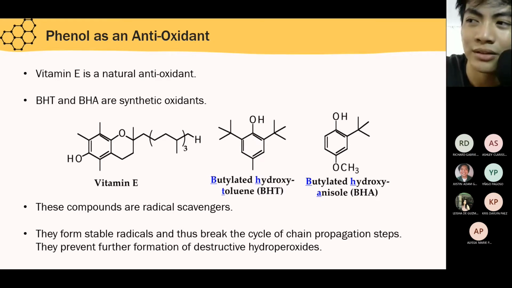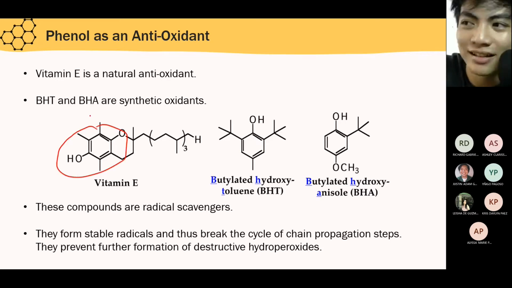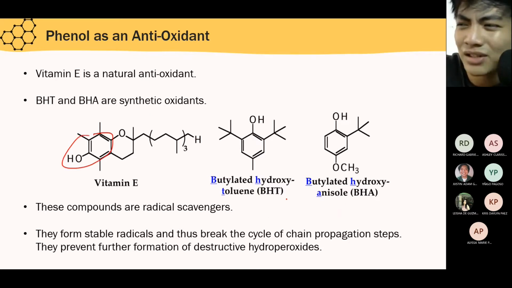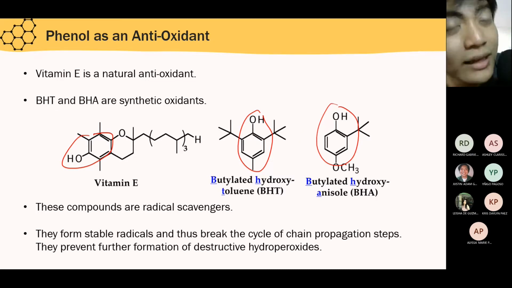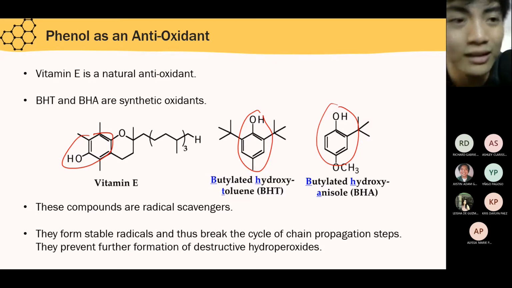So, yan, no, tignan nyo. The vitamin E, which is a vitamin, of course. It has a phenol group. Ayun, yan yung phenol. This one naman, the BHT and the BHA, ito ay mga preservative sa pagkain. Look at them. They have phenol. Okay? So, yun. So, kailangan natin ng mga antioxidant. Hindi lang dyan, di ba?